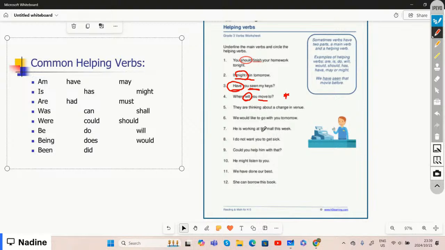So will is a helping verb, because it says when will you move? Where will you move to? Will is a helping verb that helps the main verb move, and you is just a pronoun. It's like saying will move, but instead we say where will you move to?